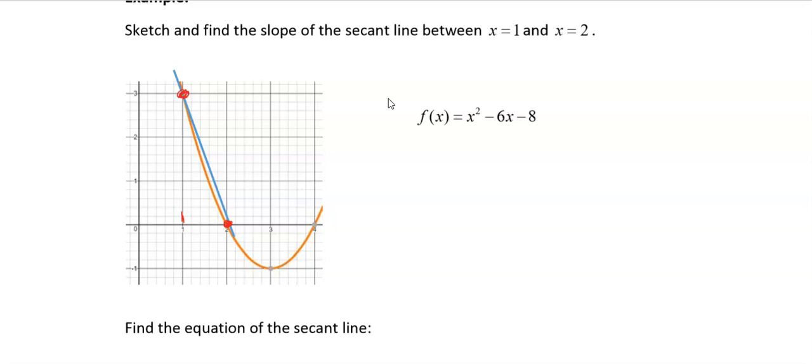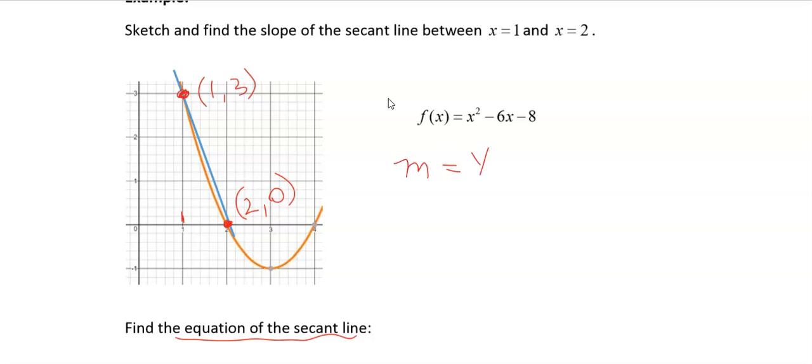I can see my x's and my y's. This point right here, for example, that's 2 and 0. That's what we call the x-intercept. And this point up here is actually at 1, 3. Okay? So again, if they want us to find the equation of that secant line now, step number 1 would be to calculate the slope.